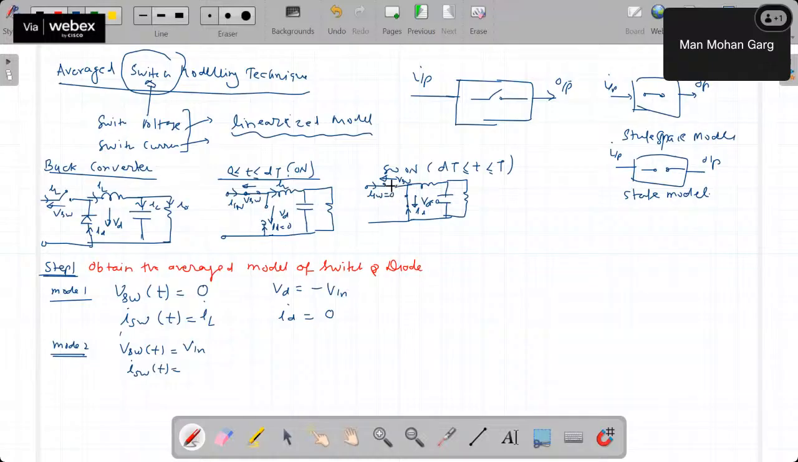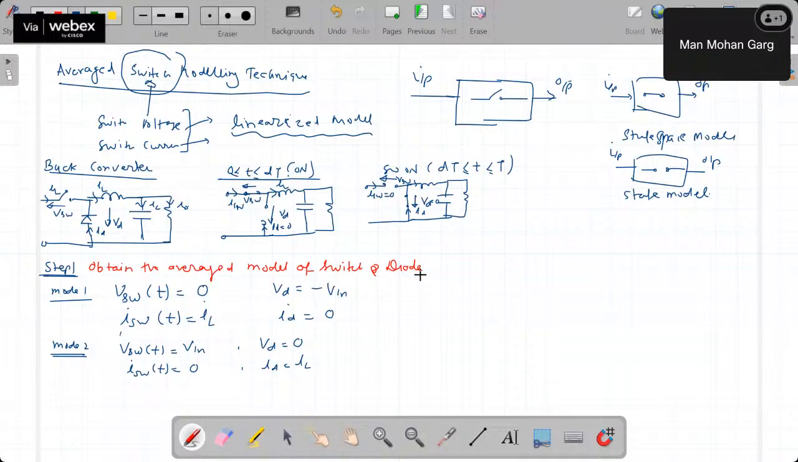In this case, ISW is 0 because current will not flow through the switch; the switch is off. Now what about the diode voltage? Because now the switch is on, the diode is on, and the voltage across this diode will be 0. What about the ID? ID is this current, and this is the same current which is flowing through the inductor, so ID will be IL. So this is how we have written the switch voltage, switch current, diode voltage, diode current.